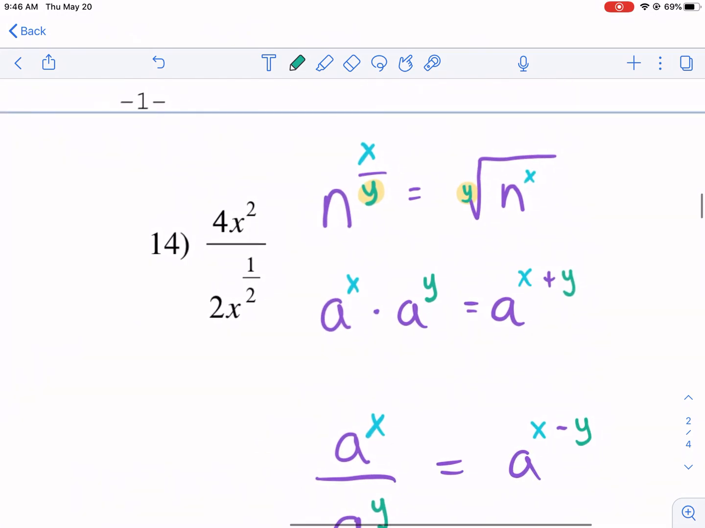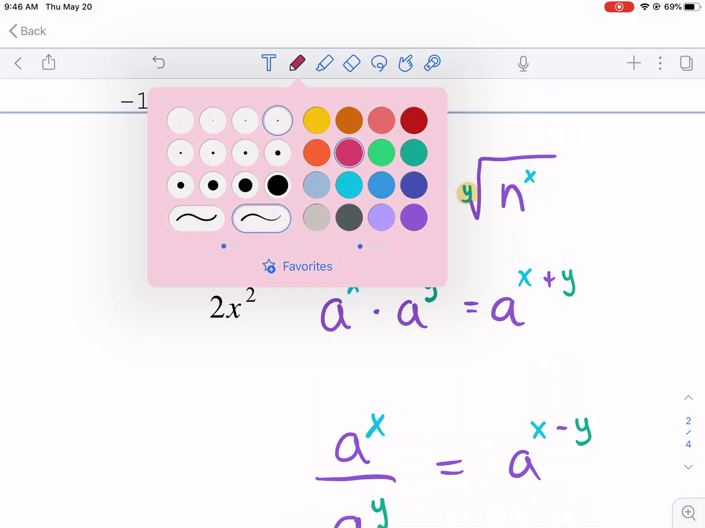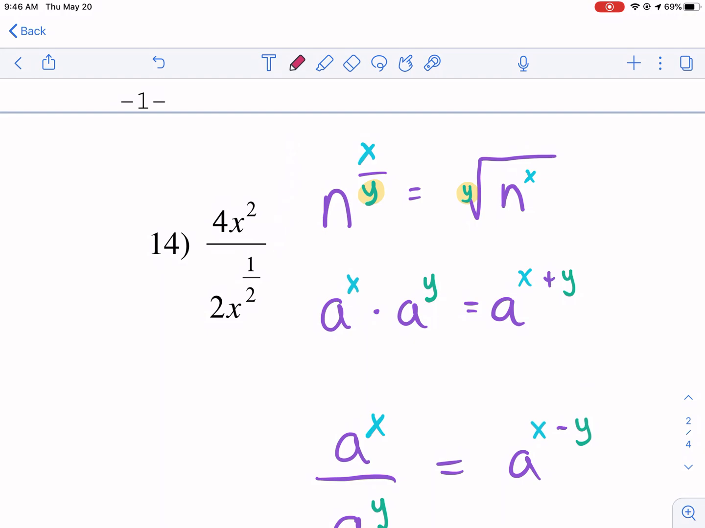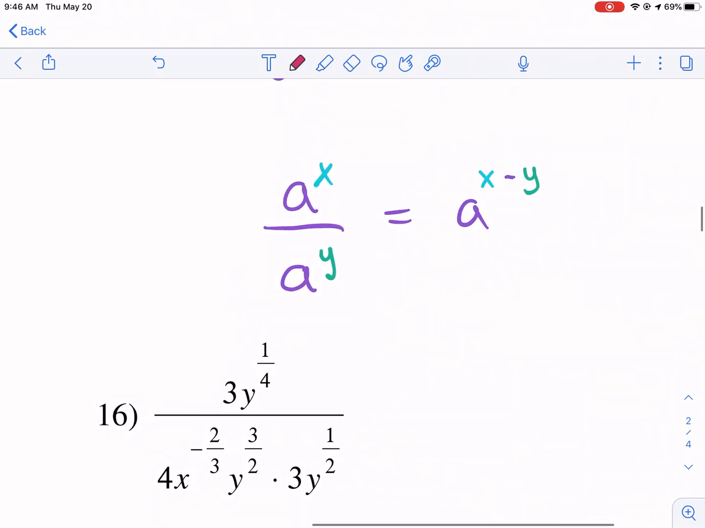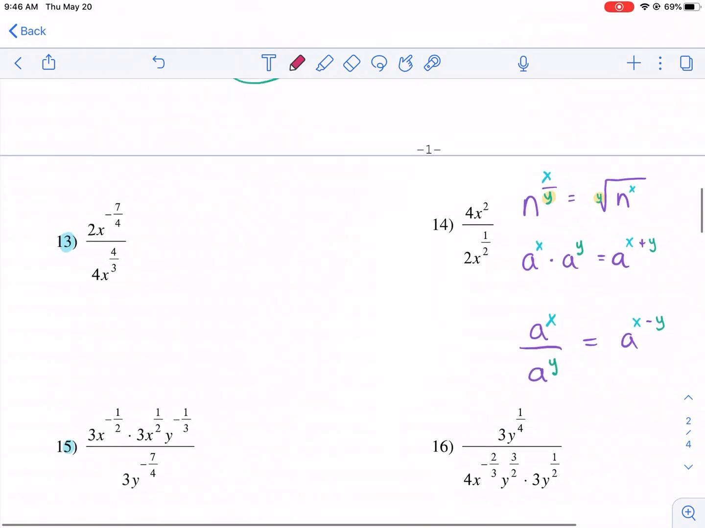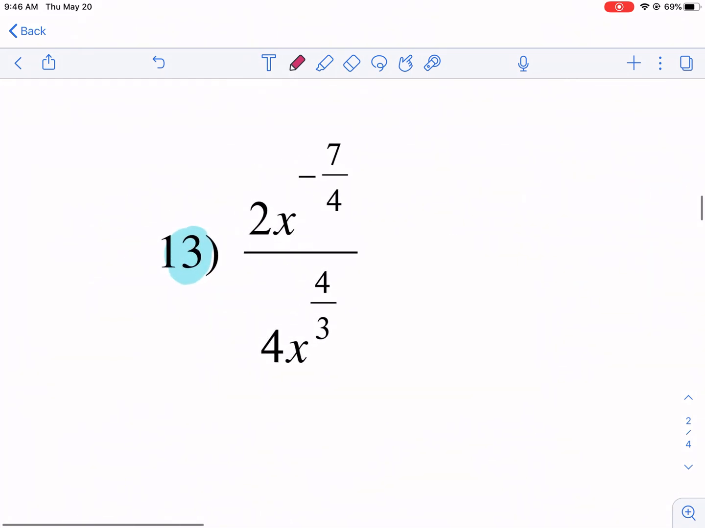Quick reminder, these are some of the main principles we've applied to these problems. We primarily use these two in the first page, but now we need to be aware of this one. When we're dividing like bases with different exponents, we subtract the exponents from each other. We're going to use that a lot in these coming problems. Let's take a look at number 13.